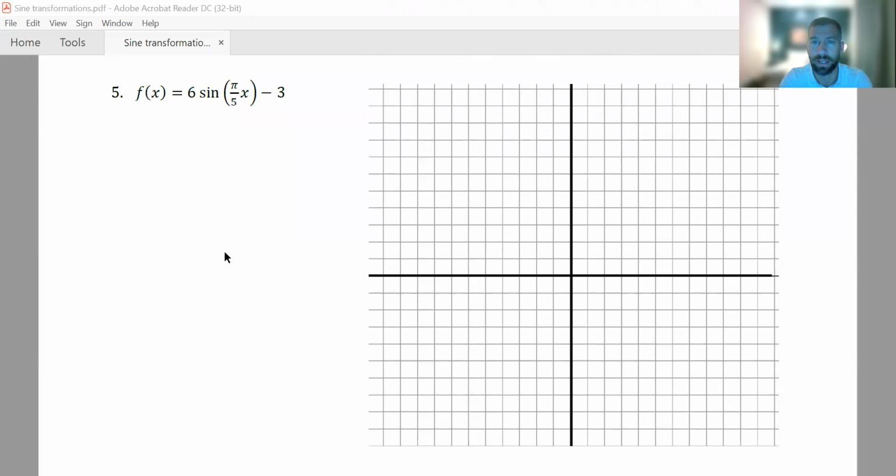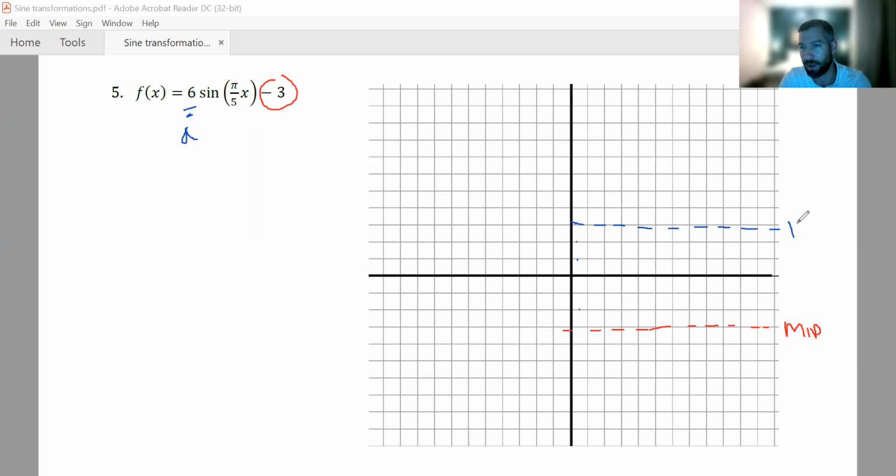You're going to, again, just really start with the basics here. Start with your midline, -3. There it is. There's our mid. Then from there, I'm going to go find my amplitude. My amplitude this time, much bigger. That's 6. So remember, that's our distance from our mid up and our mid down. So 1, 2, 3, 4, 5, 6.